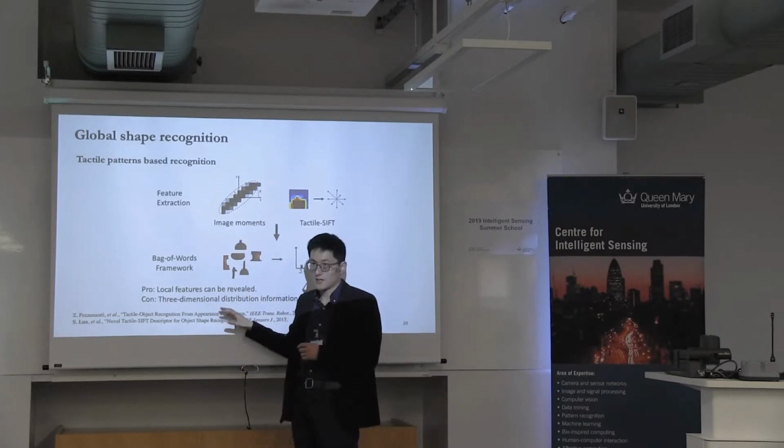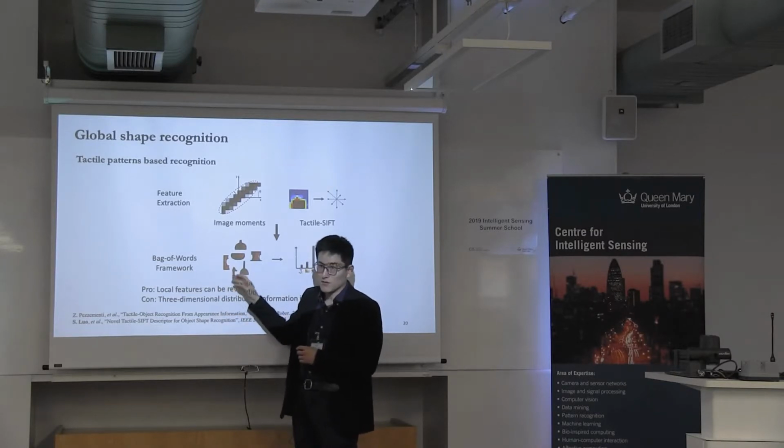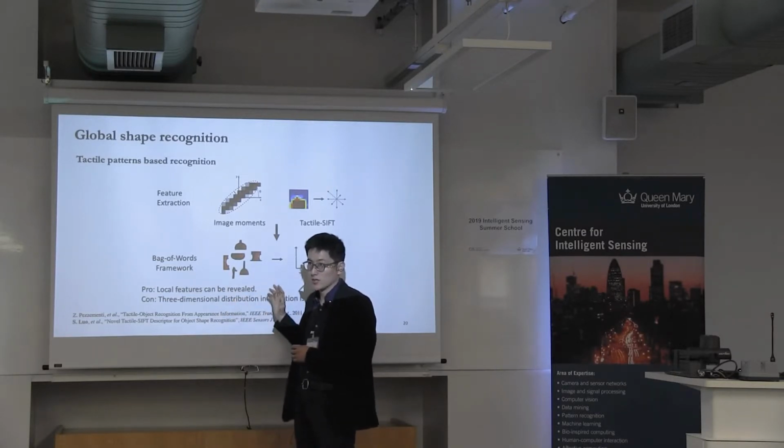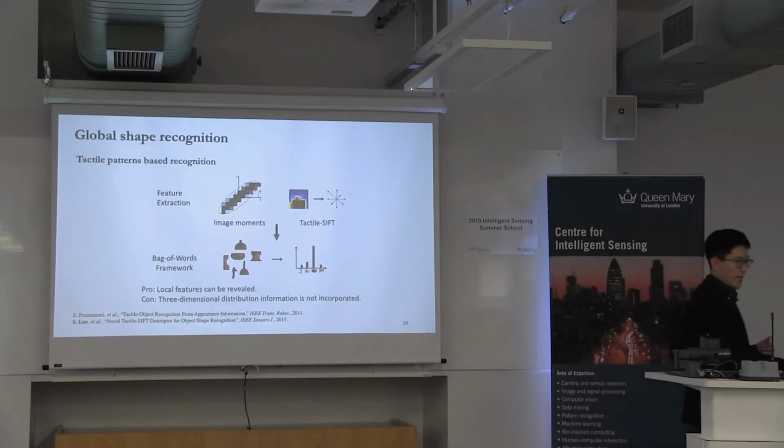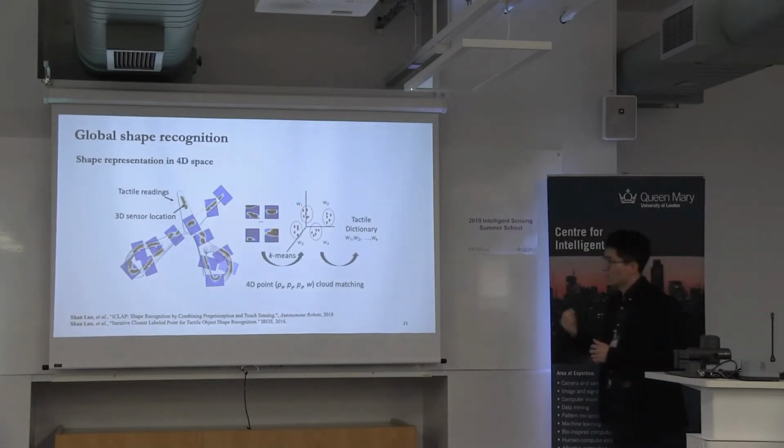But on the other side, because we use the bag-of-words framework, we lose the information of 3D distribution. Is it possible to combine both? So we have 3D distribution and also local features.